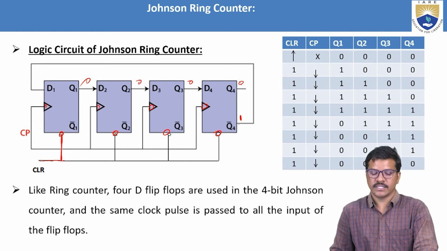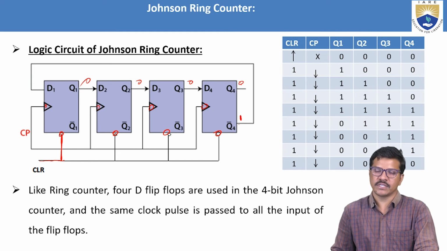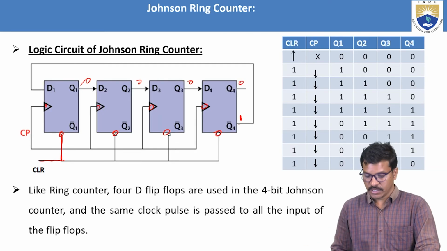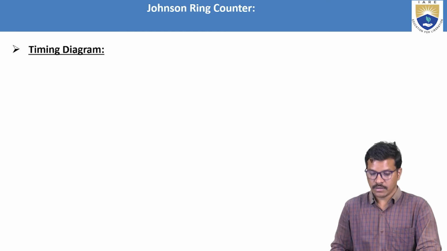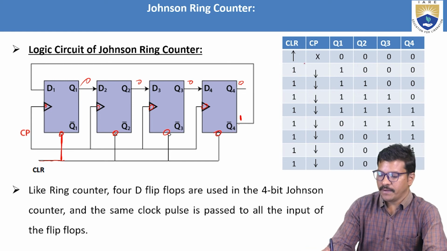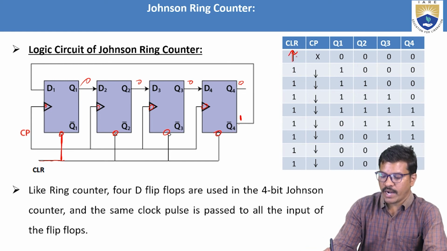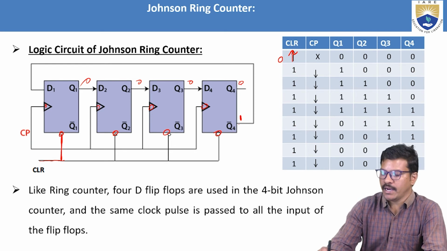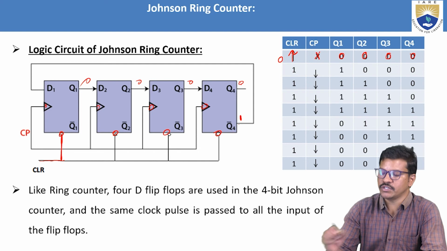Just like the ring counter, D flip-flops are used in the 4-bit Johnson counter. The same clock pulse is applied to all the flip-flops. Now see the operation. Initially, by providing logic active low, the input connected to the clear, irrespective of the clock pulse, clears all outputs of the flip-flops to 0, 0, 0.